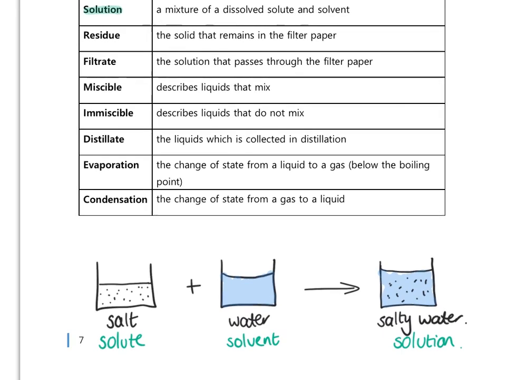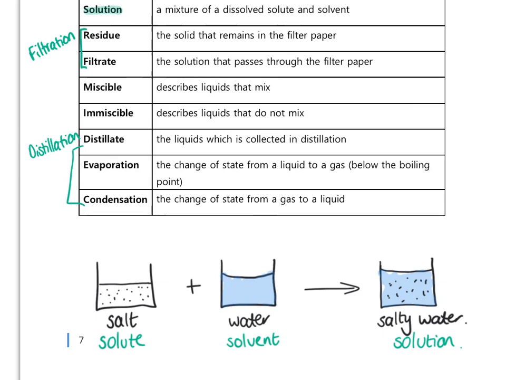Residue and filtrate will be important for filtration. So the residue is a solid that remains in the filter paper with filtration. Filtrate is the solution that passes through the filter paper during filtration. Miscible and immiscible will be important with our separating funnel and our two different types of distillation, simple distillation and fractional distillation. Then distillate will also be important for distillation, as will the next two words, evaporation and condensation. We will also meet those with distillation.